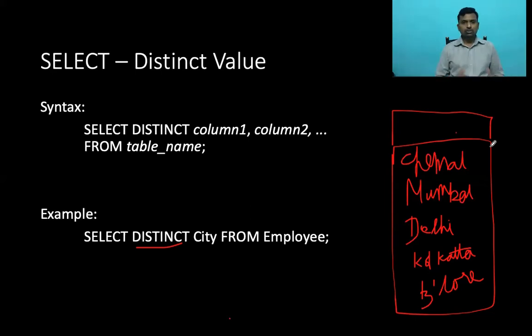Right? Even though 1,000 people are there, in my column there may be 100 Chennai, another 100 Mumbai, 500 Delhi, 200 Kolkata and 100 Bangalore. It doesn't print Chennai 100 times. If I say select city from employee, when distinct is not there, it would print 1,000 lines: Chennai, like that, 100 times Chennai, 500 times Mumbai, and so on.